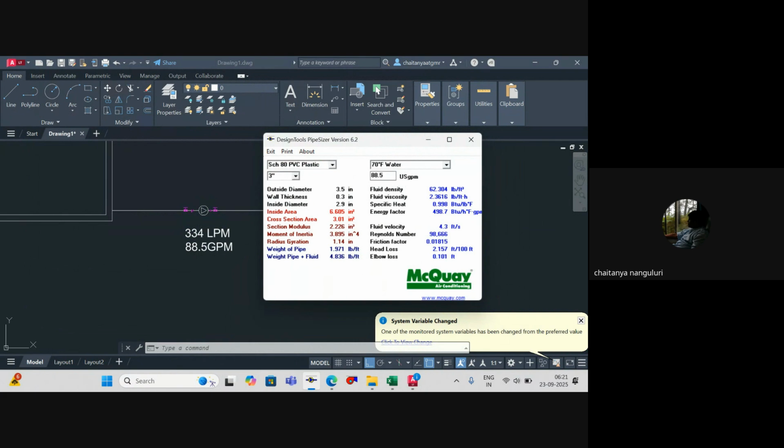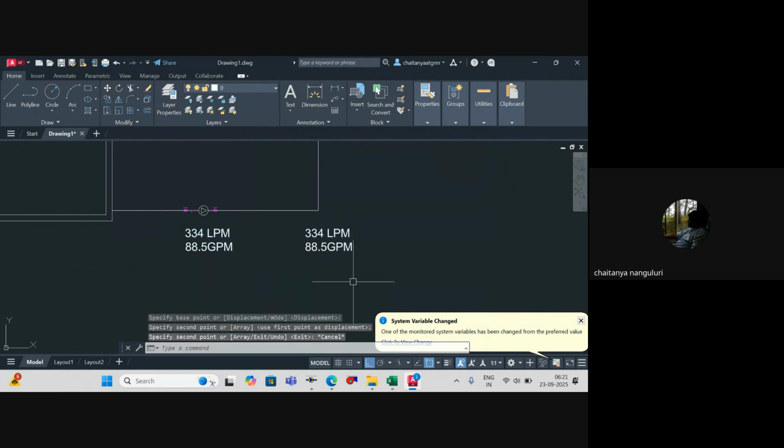88.5. So head loss is 4.25. I can actually have even 2 also probably. Let's see. 50 mm dia, 88.5. No, this is quite high, so I have to go for 3 inches pipe or 2.5 inches. 88.5. Here also the head loss is more than 4, so we'll go for 3 inches only. I don't have any other option. 88.5 GPM if you take it, the velocity is 4.3 and head loss is 2.157. You agree? Yes. So fluid velocity, what is the units? What is the value?